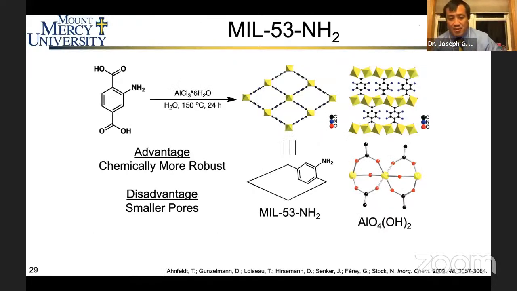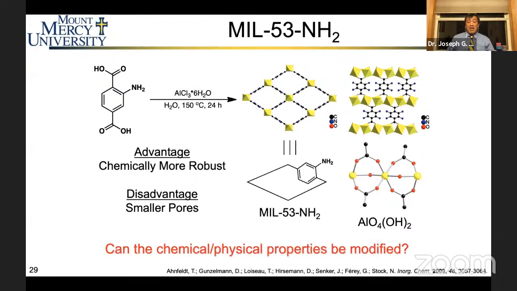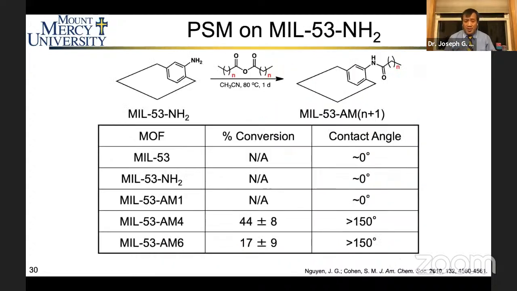Now, what was rather interesting is Dr. Volkringer had brought this new MOF to the group. What was interesting about this MIL-53 amine is that it's chemically more robust, but the huge disadvantage is it has smaller pores. Its reactivity might not be as much, but we asked ourselves, can we turn this hydrophilic MOF into something that's hydrophobic, using the same principles? Because these MOFs are a little bit smaller, the percent conversion is also going to be smaller.